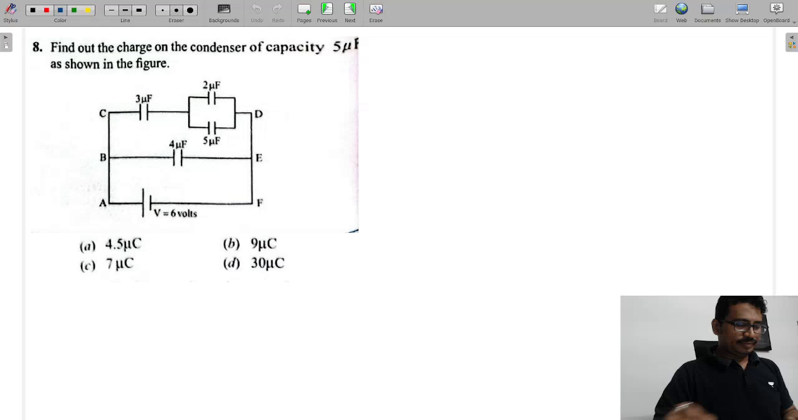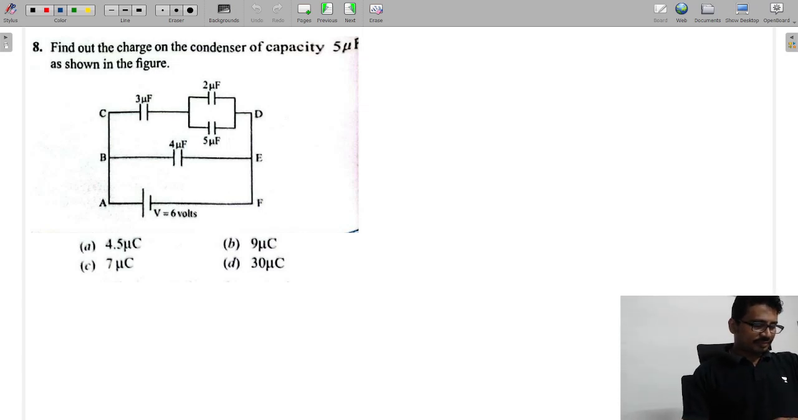Next one. Find out the charge on the condenser. Condenser is nothing but a capacitor, across 5 microfarads. We'll find the charge on the 5 microfarads. Look at how these two capacitors are now parallel. The equivalent will become what? Tell me now. 7 micro. If I redraw this part, you can observe this combination is parallel.